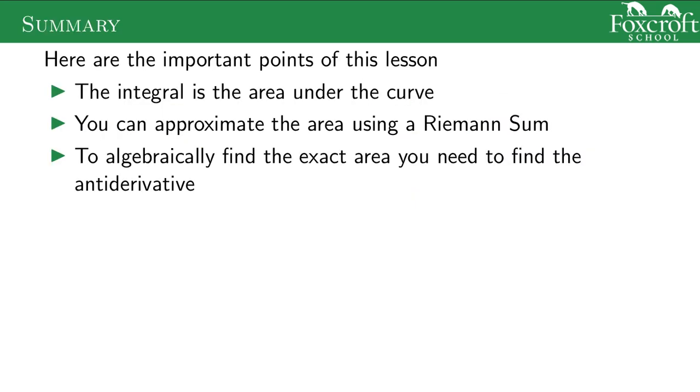So here are the important parts. The integral is the area under the curve. Don't ever forget that. Just like the derivative is the slope of the tangent line. Two very important things to remember. You can approximate areas using a Riemann sum. And to algebraically find the exact area, use the fundamental theorem of calculus. You take the antiderivative, and then you plug in the bounds. So this is a review of pretty much all of Unit 4 in just a single 6.5-minute video.